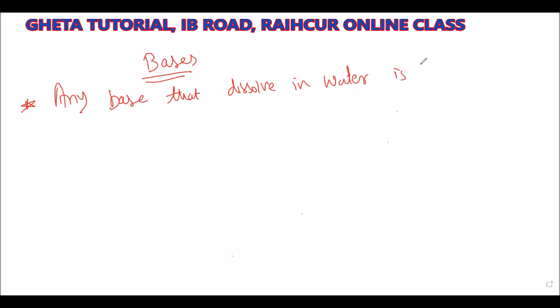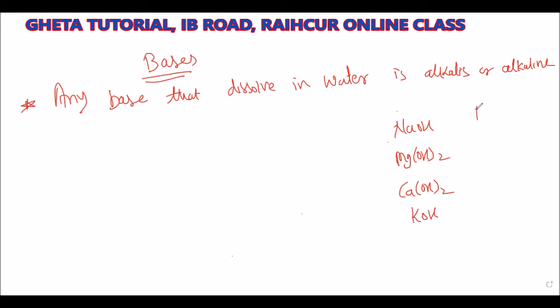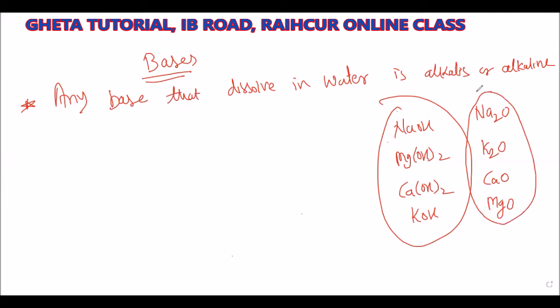Any base that dissolves in water is called what? Alkalis or alkaline. So can you say which bases? Now we have sodium hydroxide, magnesium hydroxide, calcium hydroxide, potassium hydroxide, sodium oxide, potassium oxide, calcium oxide, magnesium oxide. This is also a base and this is also a base. So which base dissolves in water here?